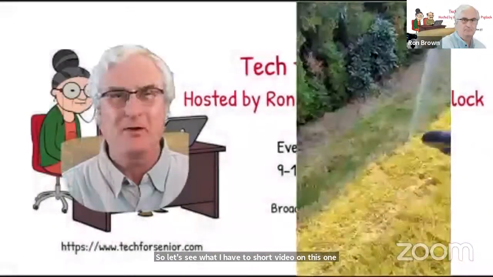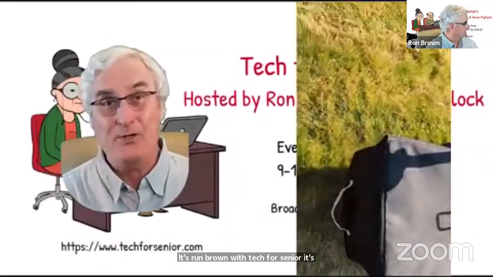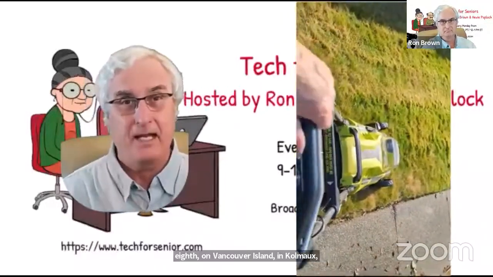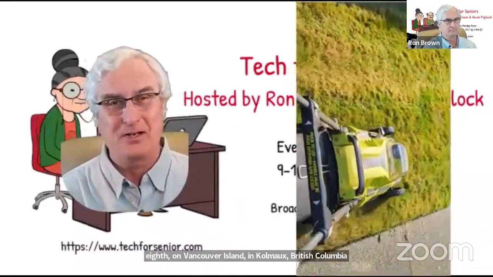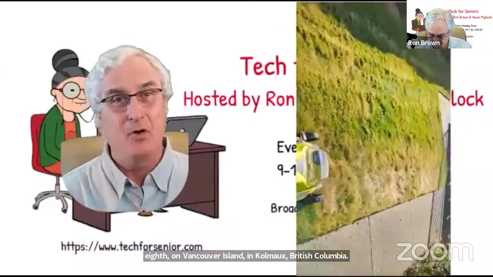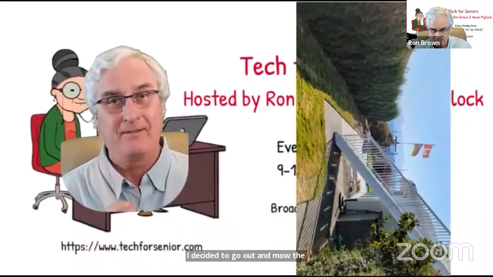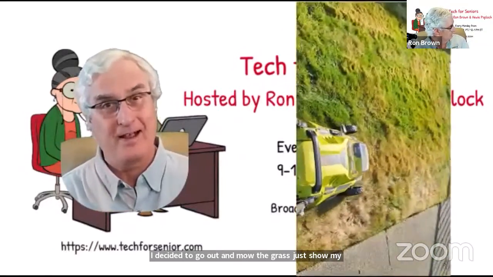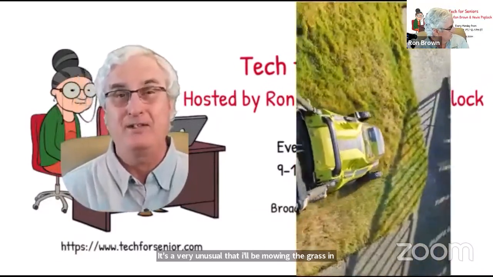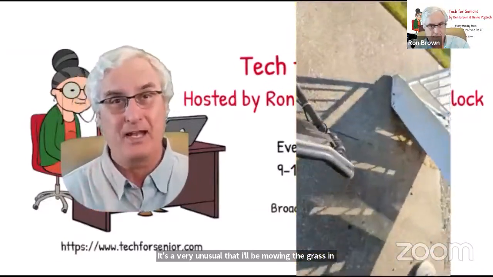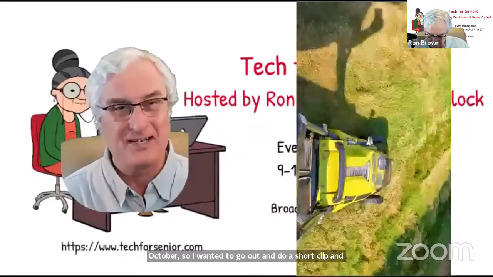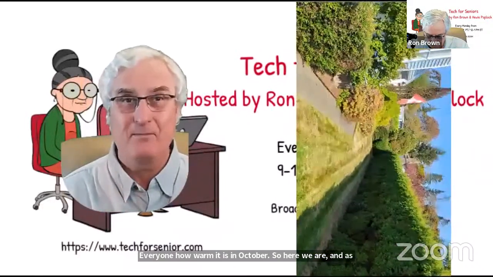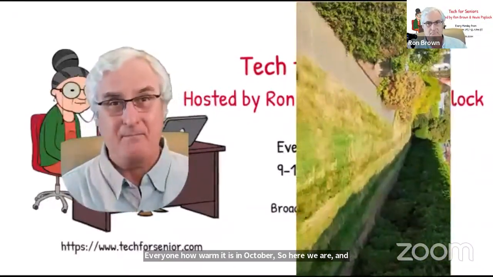It's Ron Brown with Tech for Senior. It's October the 8th on Vancouver Island in Comox, British Columbia. It is a gorgeous day and beautiful October. I decided to go out and mow the grass to show my friends how wonderful it is. It's very unusual that I'll be mowing the grass in October, so I wanted to go out and do a short clip and show everyone how warm it is in October. So here we are, and as you can see from the video, there's a big error that I made.